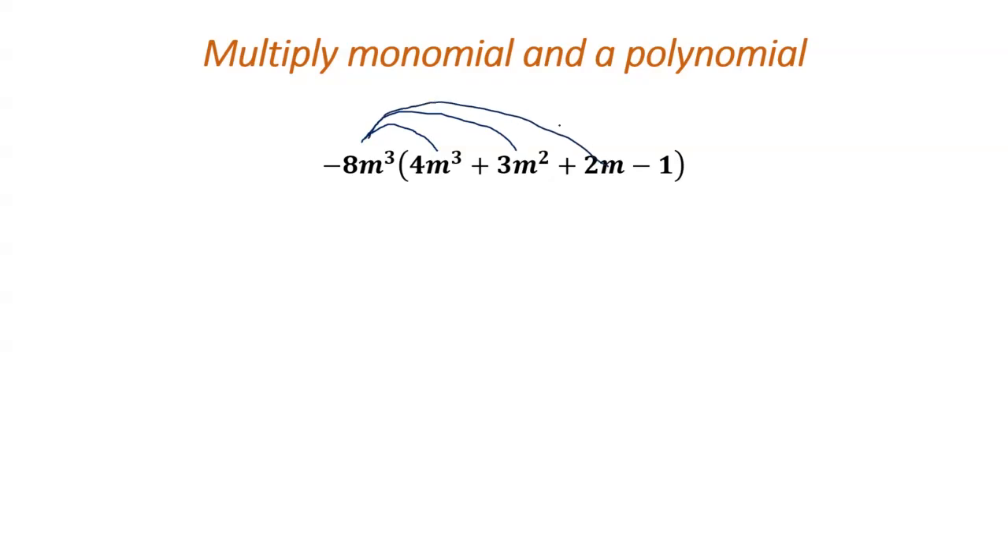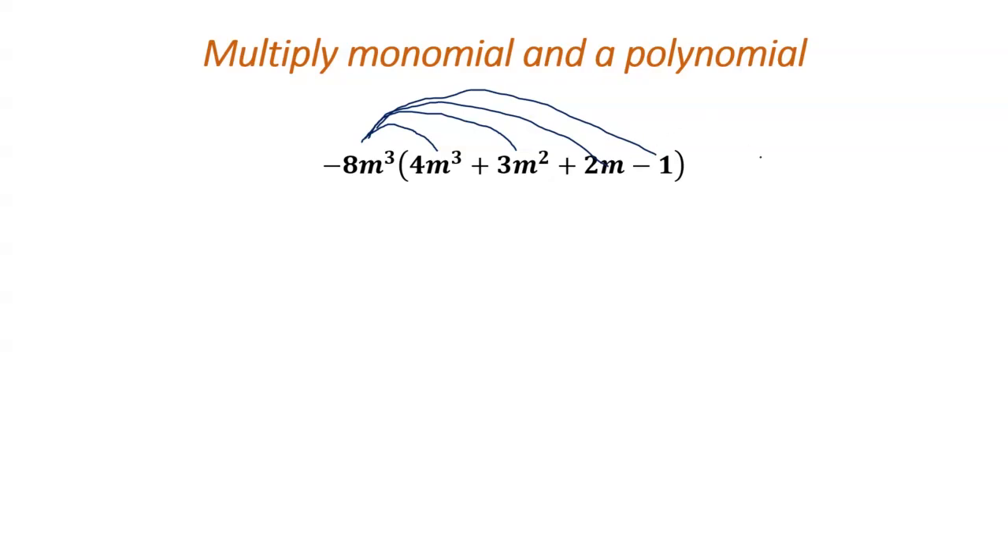Let's try another example. Negative 8m cubed times (4m cubed plus 3m squared plus 2m minus 1). I have a monomial outside and I have 4 terms inside. So this time I will distribute 4 times. This is my first time. This will be my second time. This will be my third time. And then my fourth time.